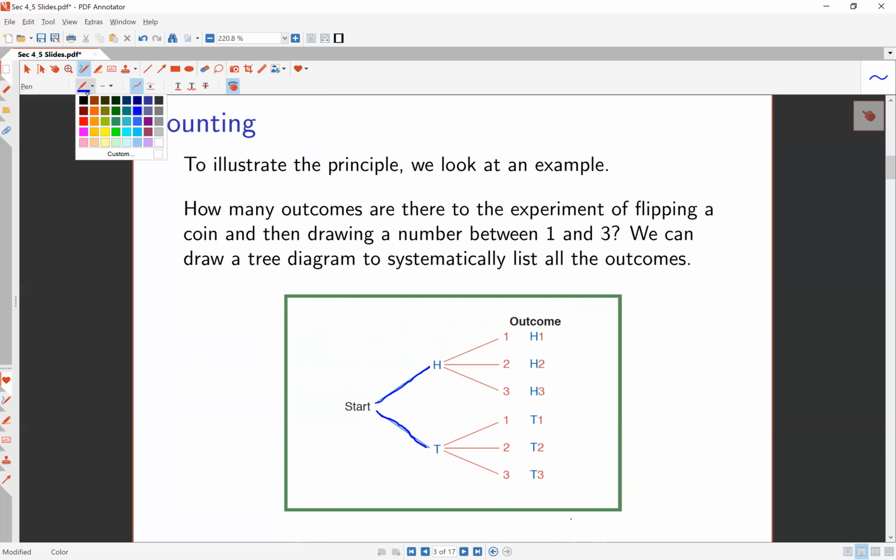Now, after this, whether you see heads or tails, the next thing you're going to do is draw a random number. And there are 3 possibilities here. So if you get heads, there are 3 possibilities that could follow. And if you get tails, there are 3 possibilities that could follow. And so in total, this tree ends up having 6 branches, each one corresponding to a different outcome of the experiment.